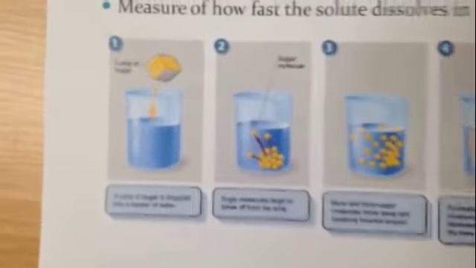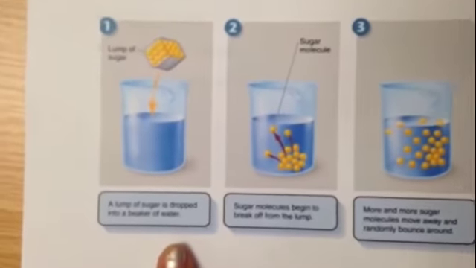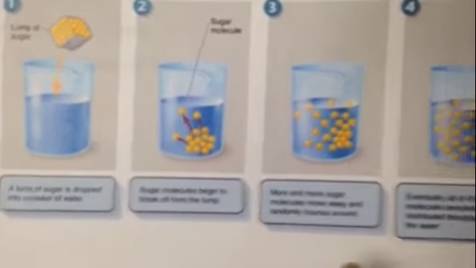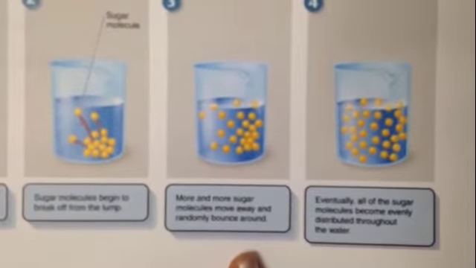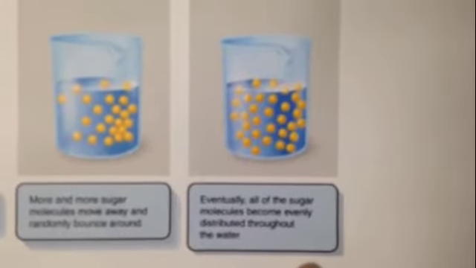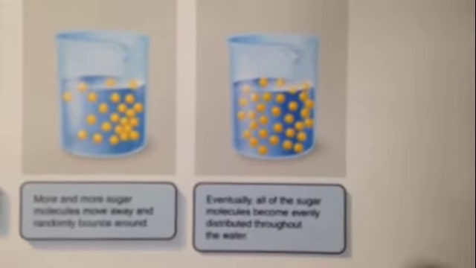As you can see in the picture, a lump of sugar is dropped into a beaker of water. Sugar molecules begin to break off from the lump. More and more sugar molecules move away and randomly bounce around. Then eventually, all the sugar molecules become evenly distributed throughout the water.